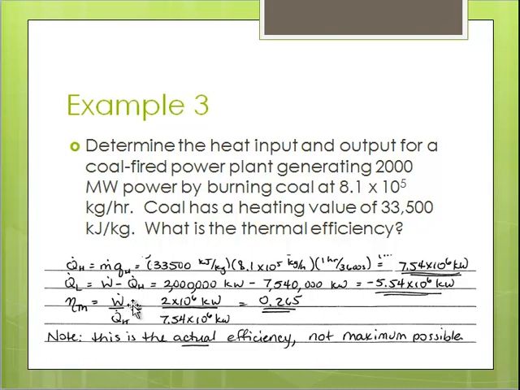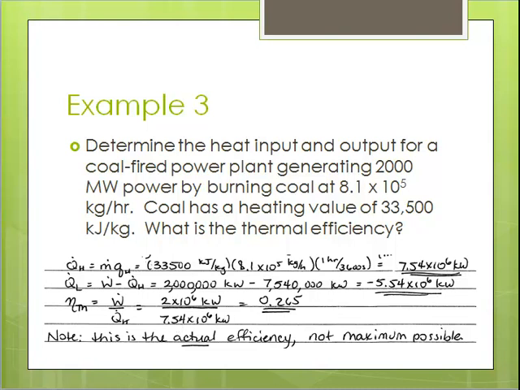The thermal efficiency is net work over heat transfer in. So 2 times 10 to the 6th over 7.5 times 10 to the 6th kilowatts per kilowatt. The units have to cancel, and I get 26.5% efficient. This is the efficiency that would really be experienced. This was how much power they produce and how much coal they burned. This is the actual efficiency. This isn't the maximum possible. In order to do that calculation, I would need to know the temperatures.